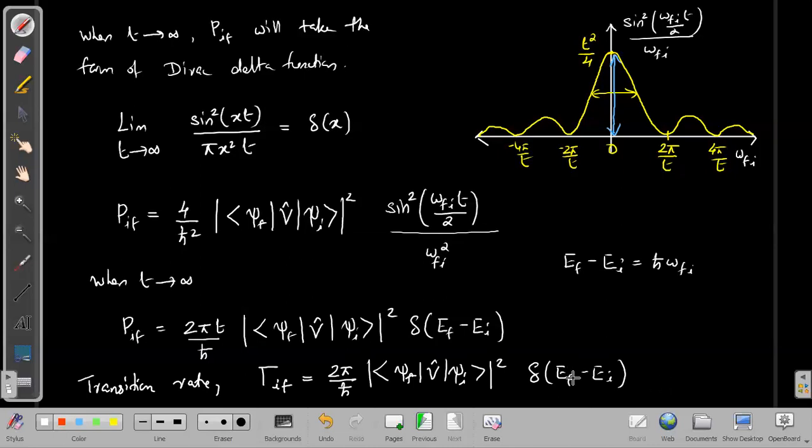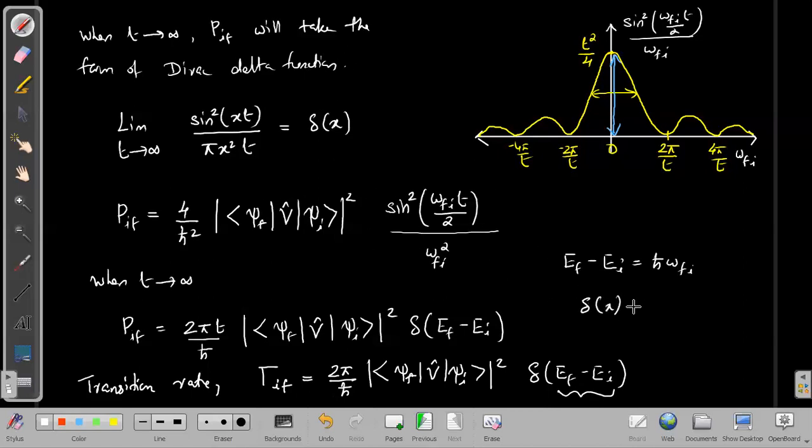If you look at this expression, the transition rate is a constant if the perturbation is constant. That is the result that we are getting, and this Dirac delta function guarantees the conservation of energy. The transition rate would be non-zero only when Ef is equal to Ei. So you can recall the Dirac delta function.